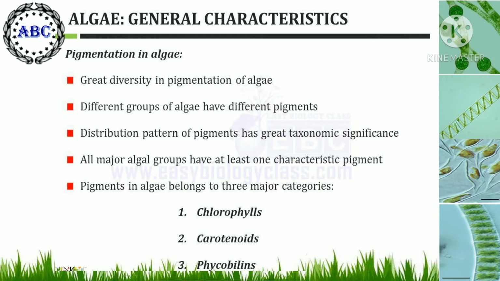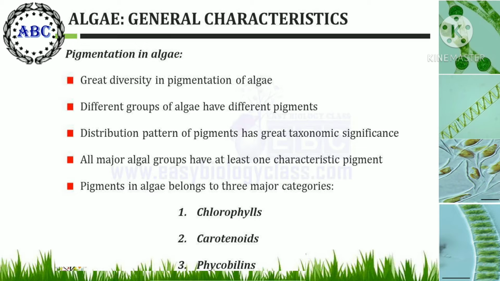Pigmentation in algae. There is a great diversity in pigmentation of algae. Different groups of algae have different pigments. Distribution pattern of pigments has great taxonomic significance. All major algal groups have at least one characteristic pigment. Pigments in the algae belong to three major categories: chlorophylls, carotenoids, and phycobilins.